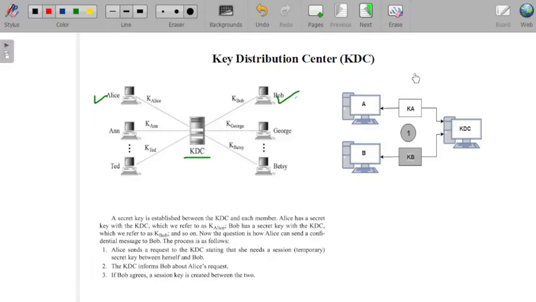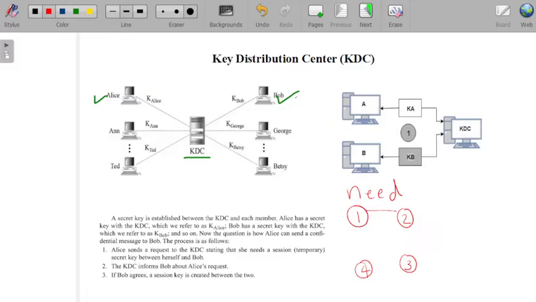Now, what is the need of that KDC? Why will the KDC be required? To understand the need of KDC, we can take four users. Suppose this is user number 1, user number 2, user number 3 and user number 4. We have four users and they want to communicate with each other. Then how will the keys be generated?